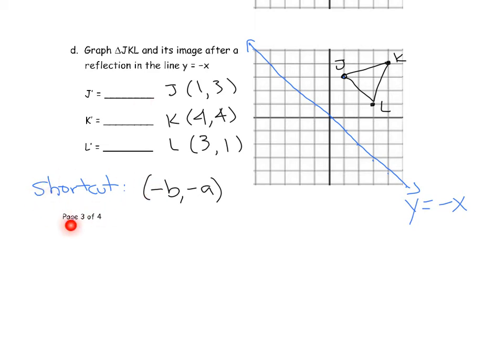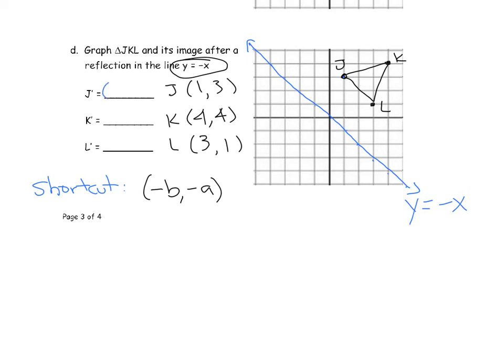So I'm actually going to show you how to use the shortcut to help figure out what the picture would look like. Now the shortcut, whenever we are reflecting over a line of symmetry that is y equals negative x, states that we have to do two things. We will switch the order and we will make it the opposite. So we're going to switch the order of x and y and we would make them the opposite. So if the numbers are positive, they become negative.